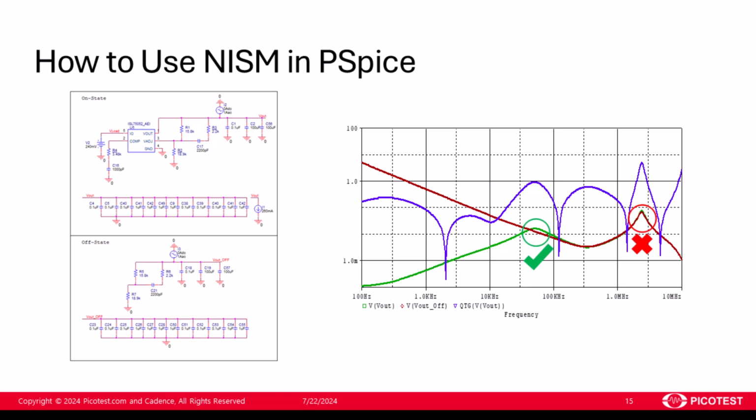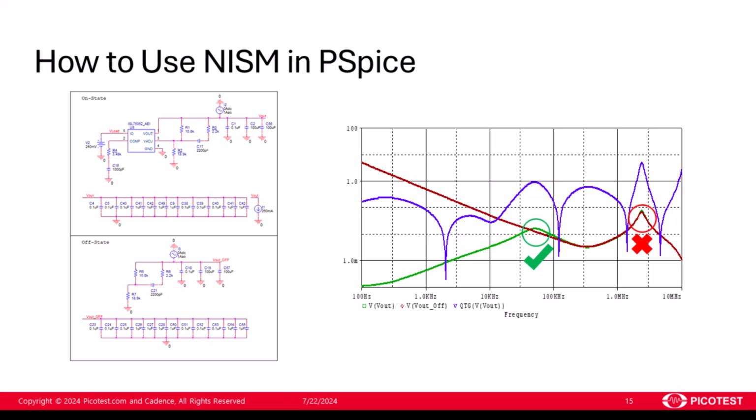In this case, the impedance peak at around 50 kHz is assessed to determine the stability of the circuit. The corresponding QTG curve of the on-state impedance is shown in purple in the plot above. The impedance peak at 50 kHz corresponds to a QTG peak at the same frequency, and this yields a phase margin of 42.51 degrees.